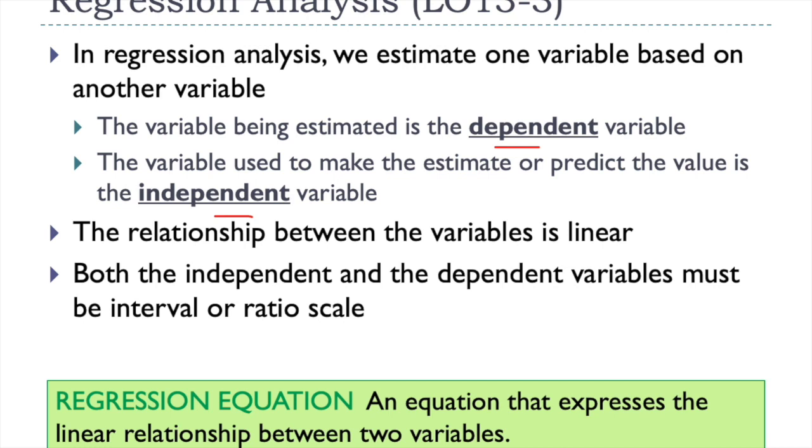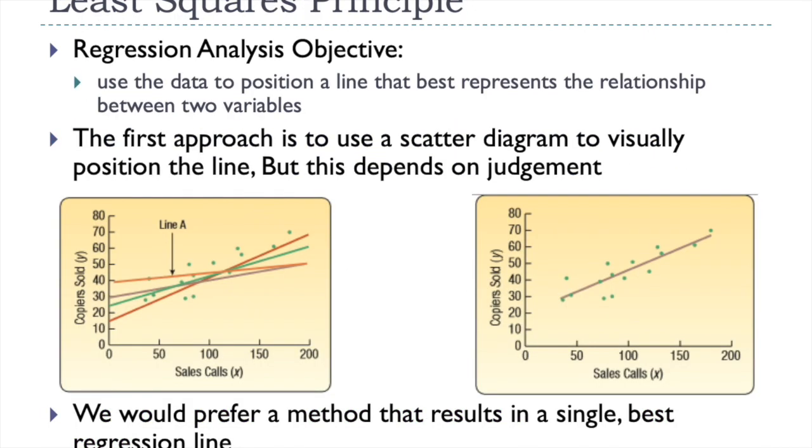Once again, the relationship between our variables is going to be linear. Also, just like in the first part of the chapter, both the independent and dependent variables must be at the interval or the ratio scale. As I mentioned earlier, we will have what's called a regression equation that expresses this linear relationship between the variables. Now let's talk about the least squares principle.